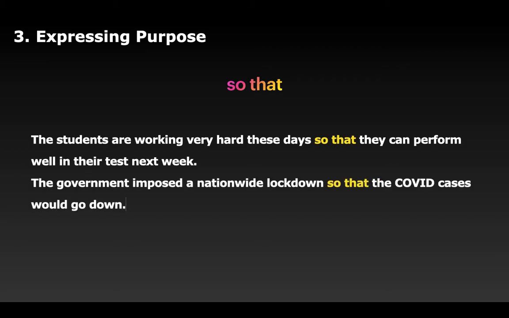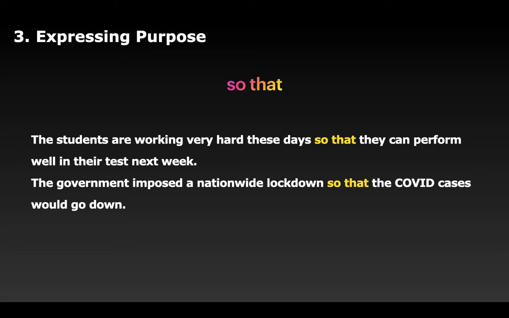Okay, another sentence. The government imposed a national lockdown so that the COVID cases would go down. What's the purpose? Why did they do that? So that the COVID cases would go down. I see. Okay. Now, there are two things that I want you to notice here when it comes to form. Do you see any comma? No. Yeah, you don't use a comma. So that belongs to the same category as because, since, and as. You don't use a comma before them.